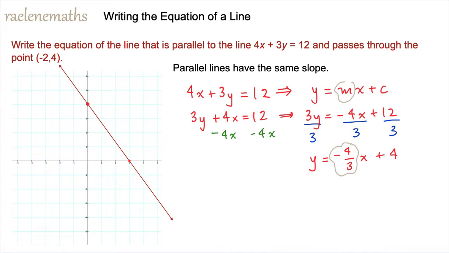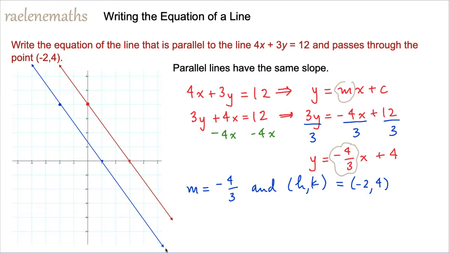Now we know that our line has a gradient that's the same, -4/3, and passes through a point which we will call h, k, whose coordinates are given by -2, 4. We can plot that point, -2, 4. We can go down 4 and right 3 spaces, and we can sketch that line as well.